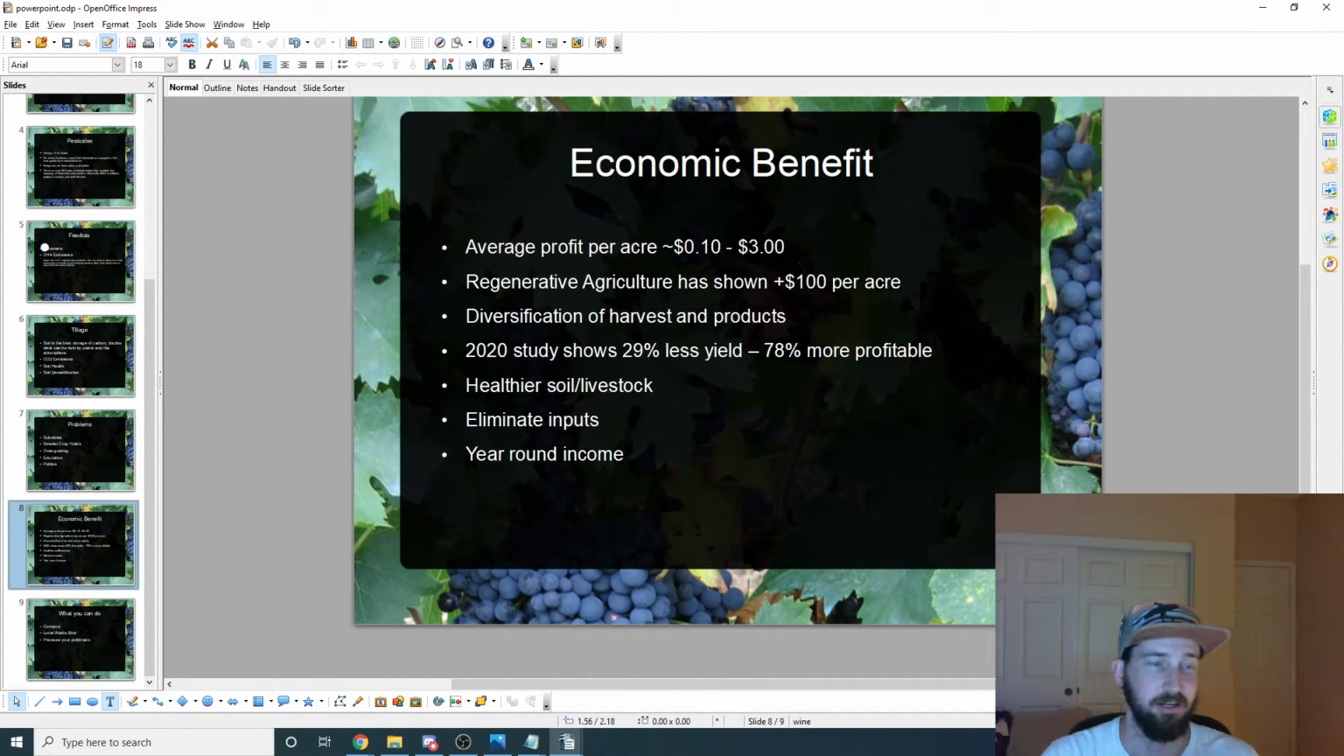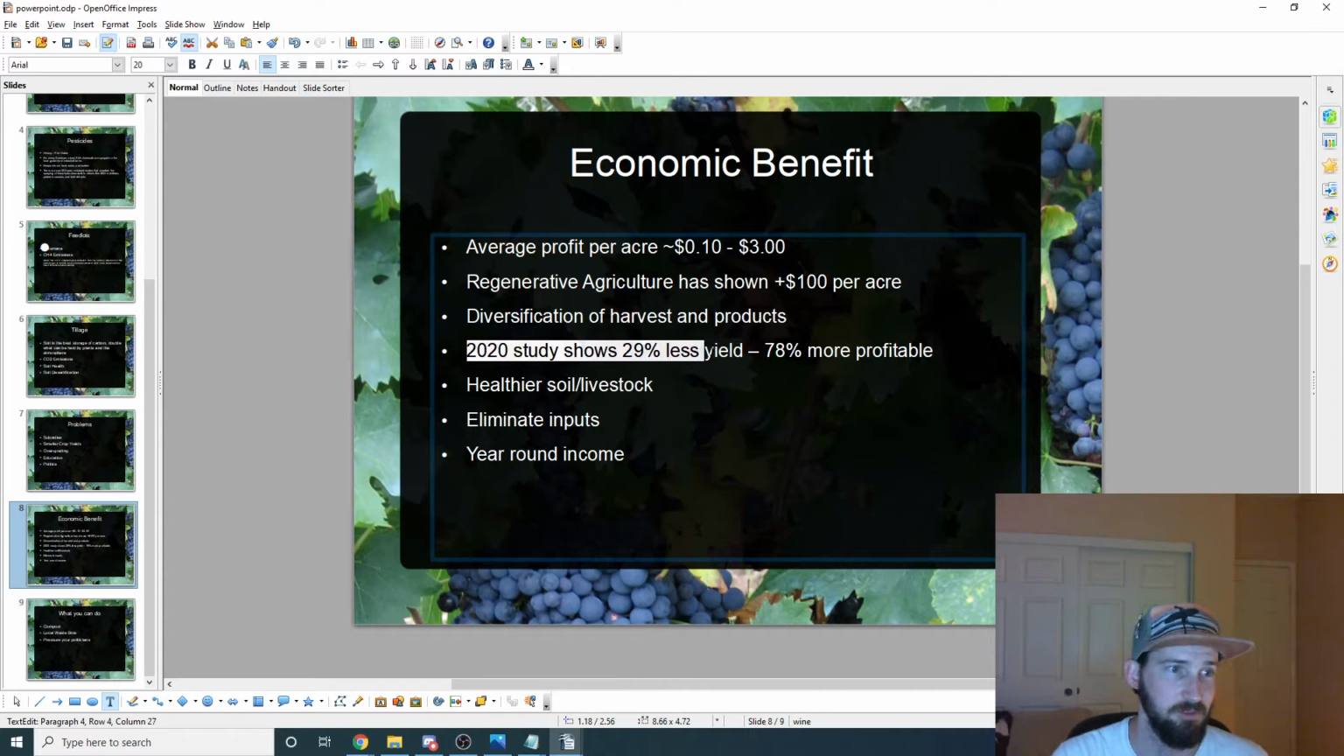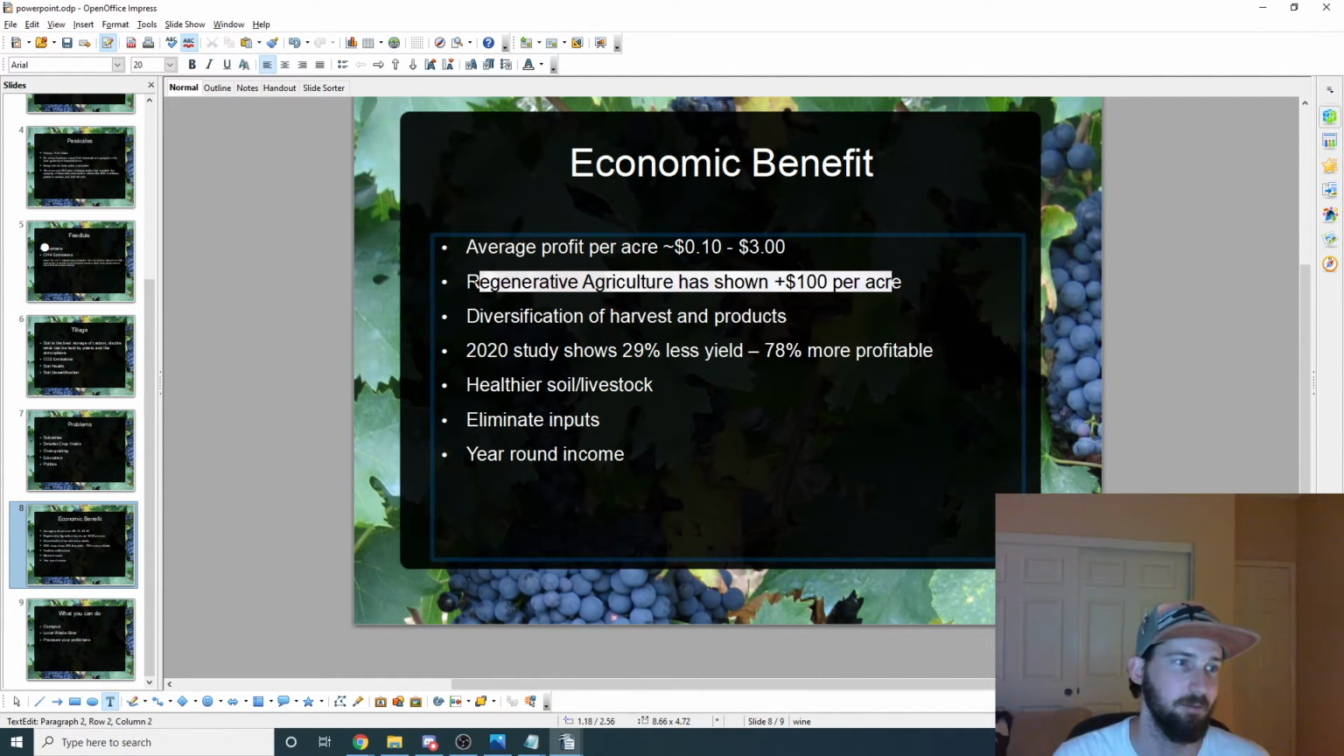With regenerative agriculture, there are cases of farms that can produce over $100 per acre because they have more diverse crops that they can sell year round, so they get more harvest in one year. They also have livestock, which they can sell and produce. You get diversification of all these things. A 2020 study showed it was 20% less yield for crops, but 78% more profitable. So a huge difference in the amount of money you can get.